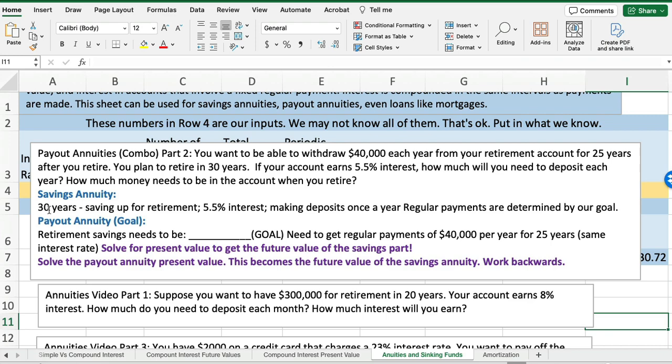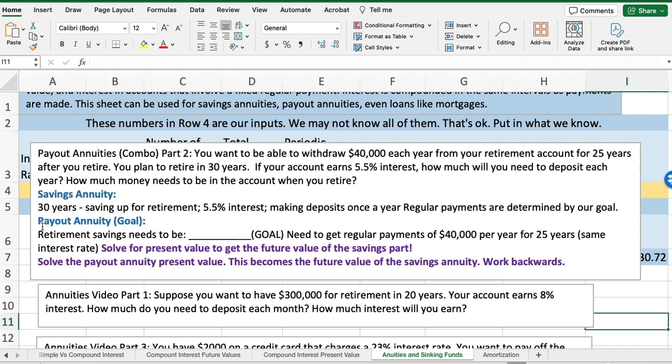So let's start with the savings annuity first. Our savings annuity is going to be for 30 years because that's how much time we have until retirement. Our interest rate is 5.5%, and we're going to be making deposits once a year. We don't know what those regular payments are going to be, but that's going to be determined by our goal. So let's look at our goal.